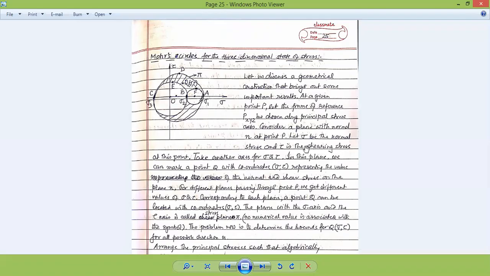As per our earlier discussion, for any point, for the rectangular axes, a resultant force takes place. It will be normal to a certain plane, with normal n. Let sigma be the normal stress and tau the shear stress at this point. Let's take another set of axes for sigma and tau. In this plane, we can make the point Q, say here.